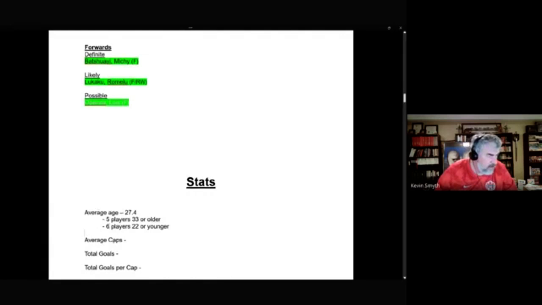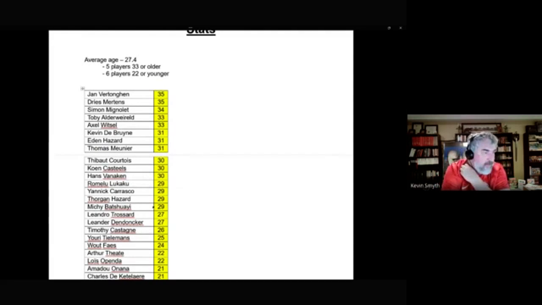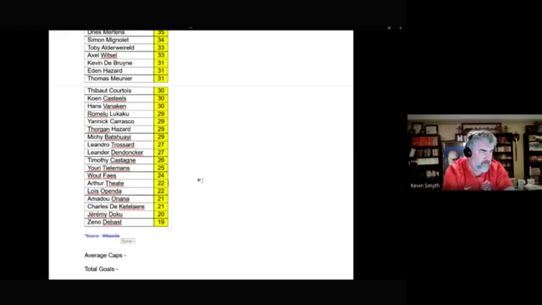The 5 players who are 33 or older are Vertonghen, Mertens, Mignolet, Alderweireld, and Witsel. After that, we have 6 players who are in their 30s besides, so that makes it 11 players in their 30s on the whole. At the other end, we have 6 players. I'm just looking for starters amongst them, but none of them are really starters there. So kind of working their way into the squad.